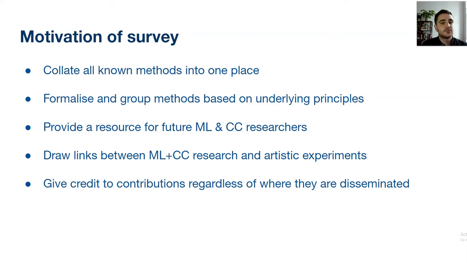So the motivation of our survey is to collate all these known methods into one place. We've formalised and grouped these methods based on underlying principles into our taxonomy, and we've done this to provide a resource for future machine learning and computational creativity researchers. Another important thing that we want to do in this survey is draw links between what's been going on in artificial intelligence research and what's been going on in experiments by artists and other practitioners who are also using these generative models.